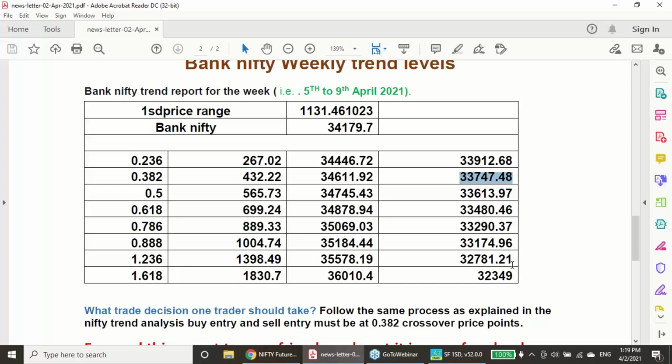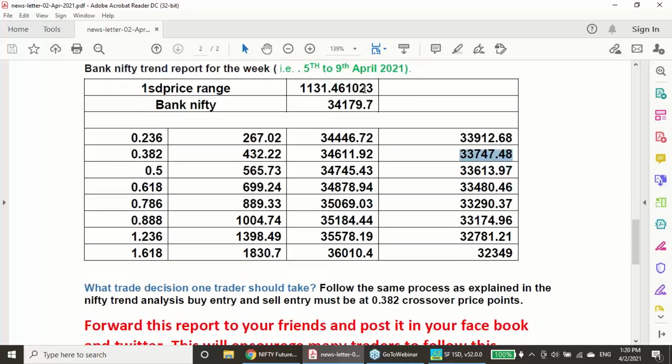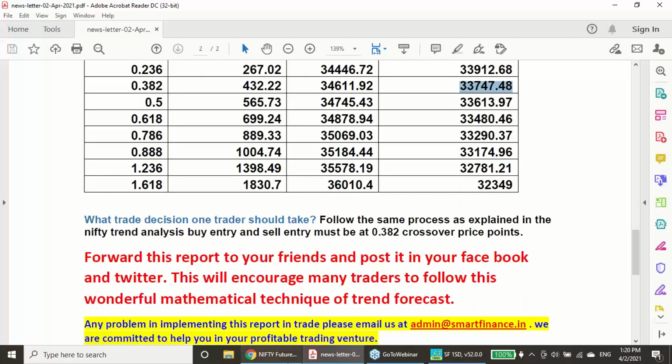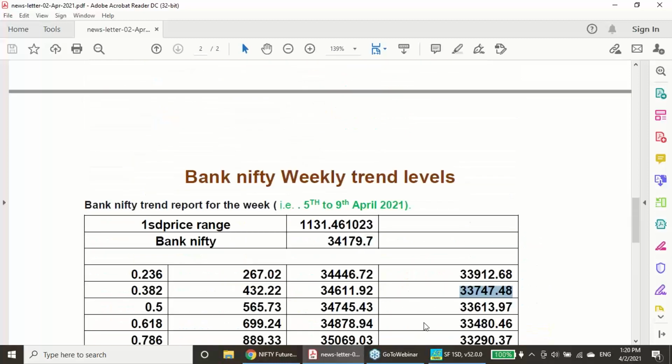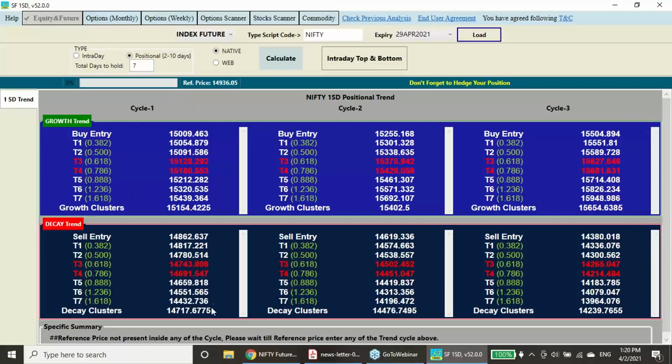Do remember that the monthly Monetary Policy Committee review also falls in this time, 5th to 9th April. There is a monetary review by the RBI, so Bank Nifty may become more volatile during this time. You need to trade carefully along with proper hedging. These are the reports you are getting, and the same levels can be generated by the software.